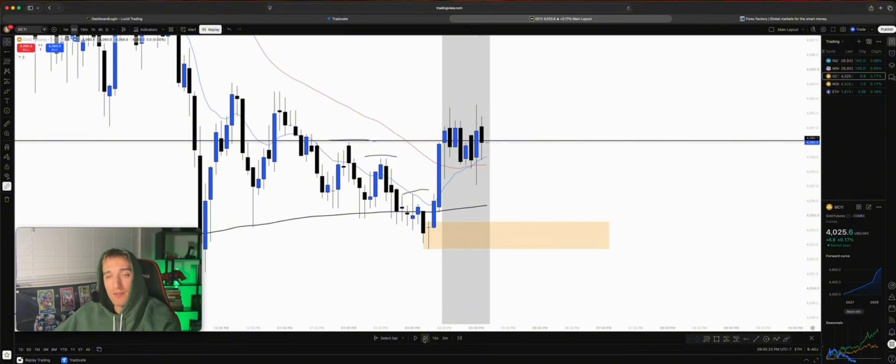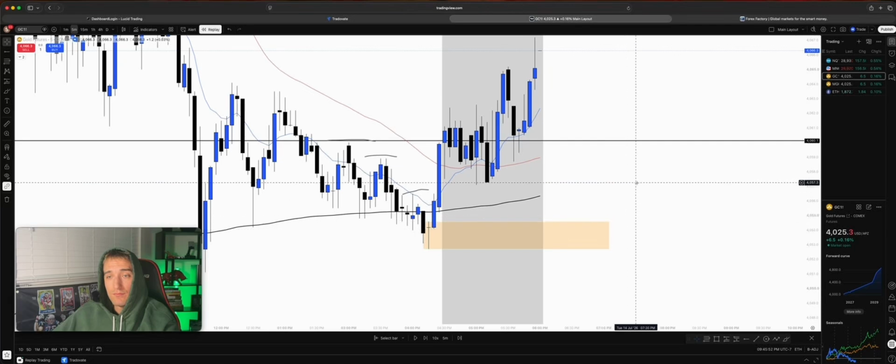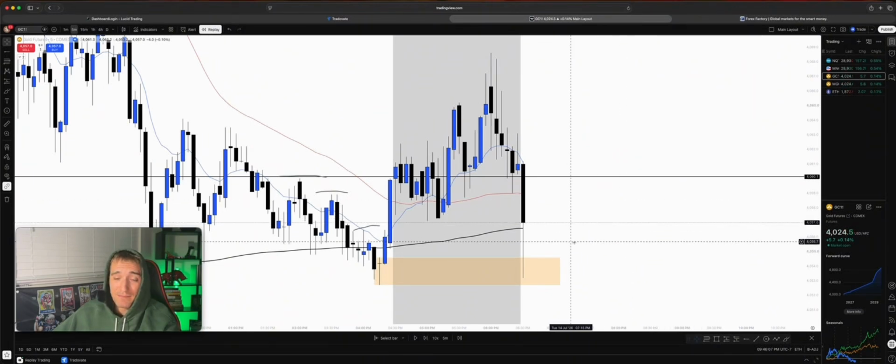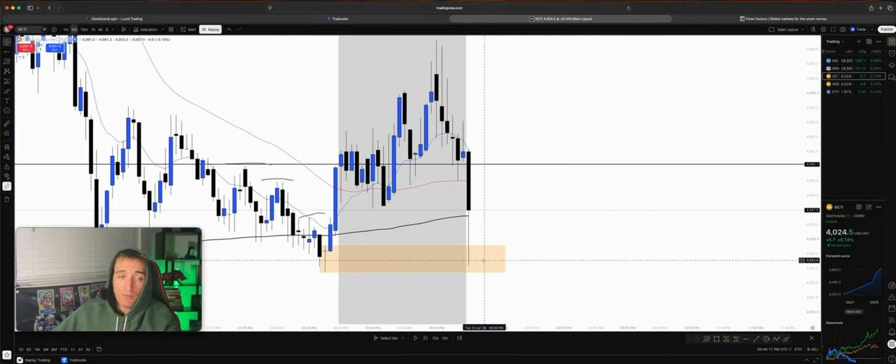This whole session I was basically waiting for this thing to come back, and it chopped around before starting to go up, come right back down, go up, and come right back down. And this was the end of my trading session right here. Right at the very end of it, it decided to push heavily right down and reject off of my zone.